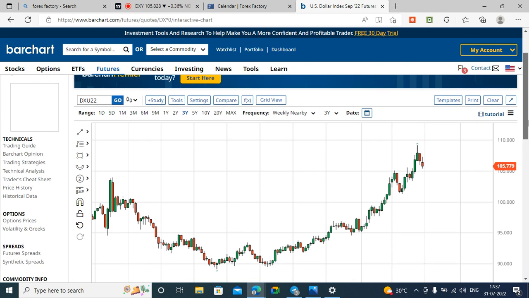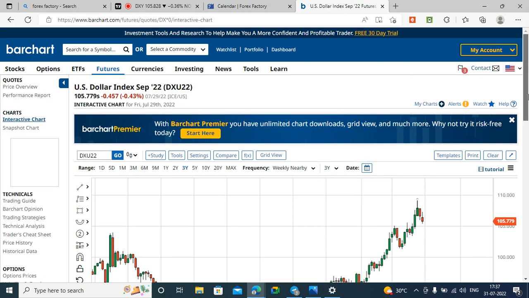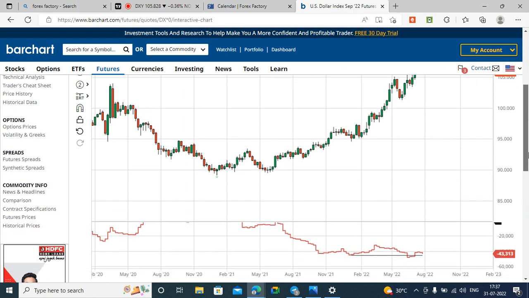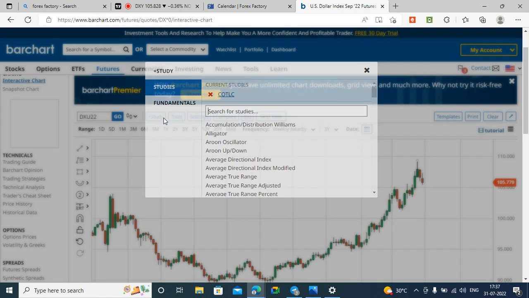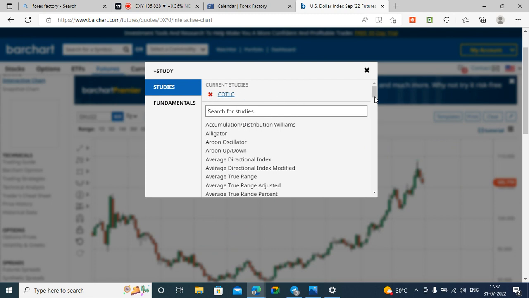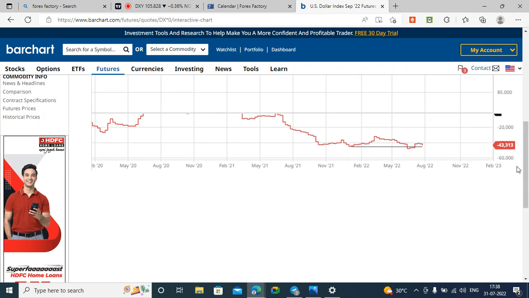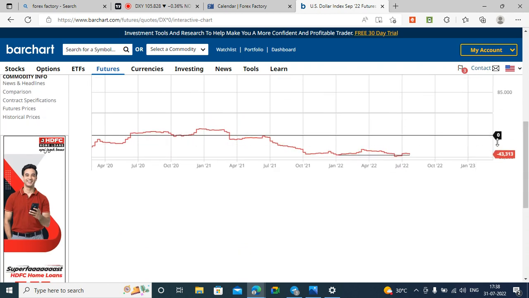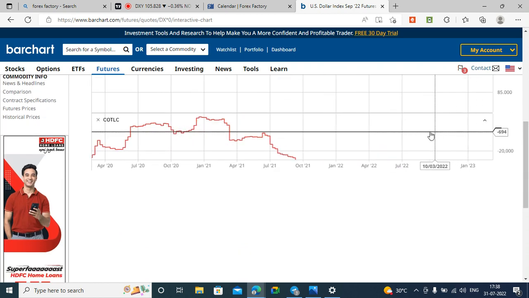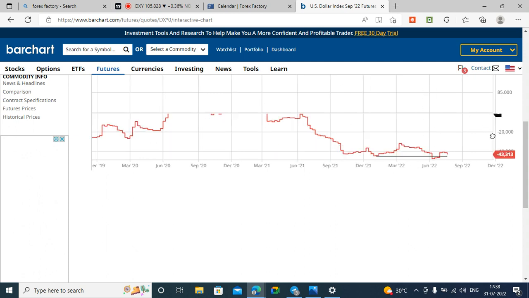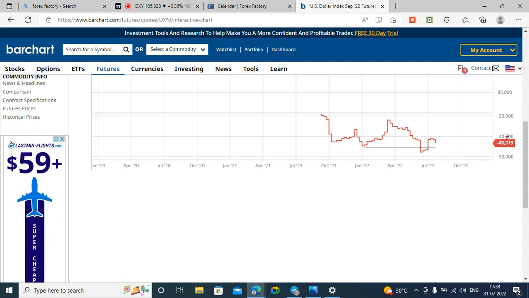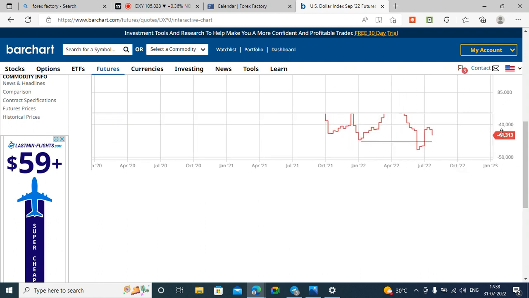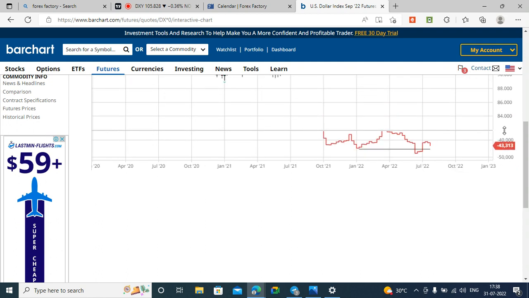Okay, and this is the dollar index weekly chart. I added this COT indicator to check the commitment of traders, and this is the midline, the red line, and let me zoom in.